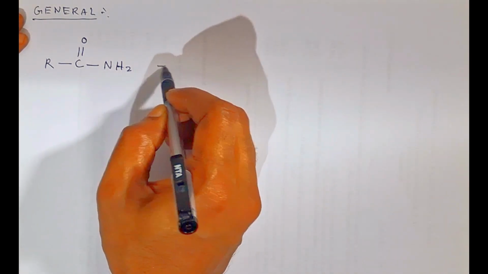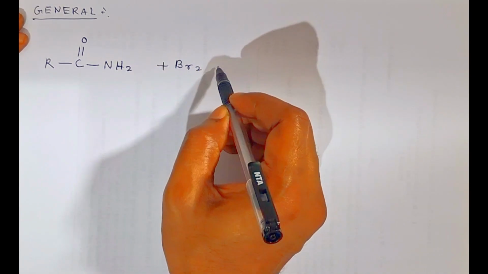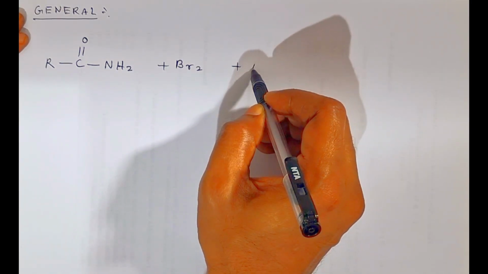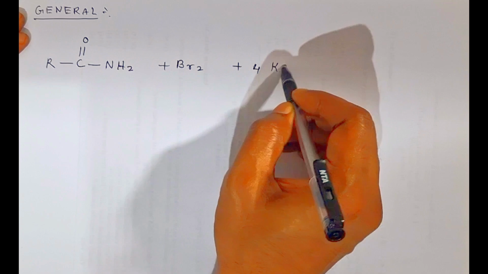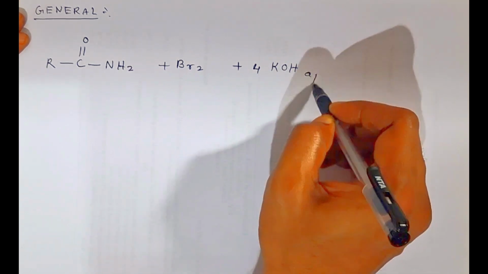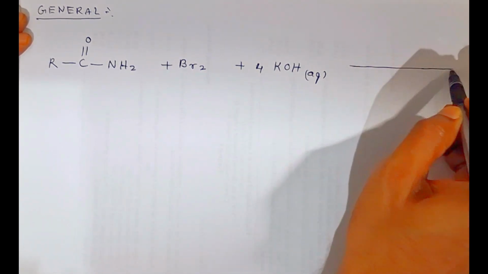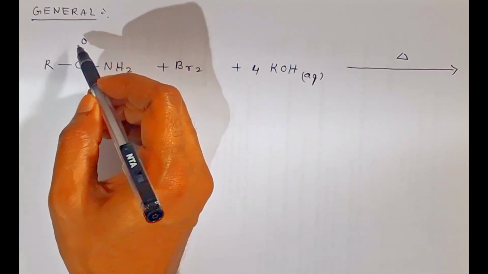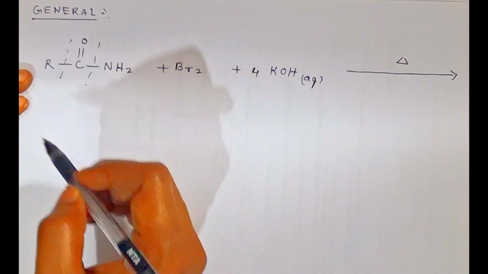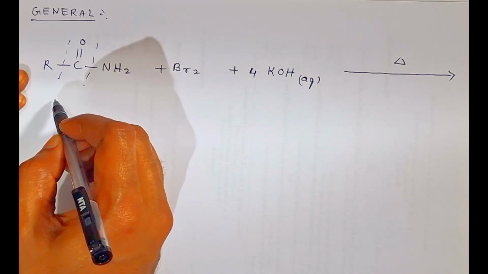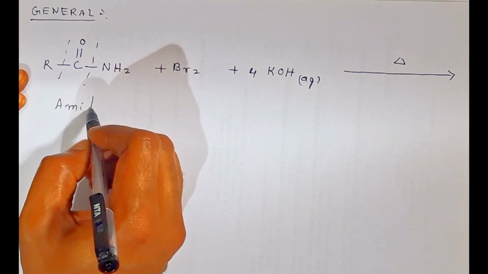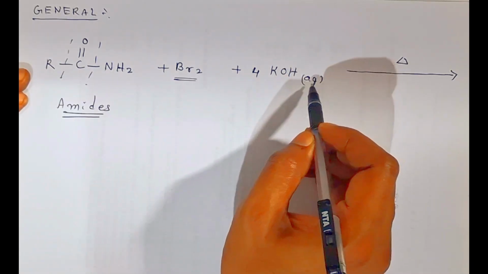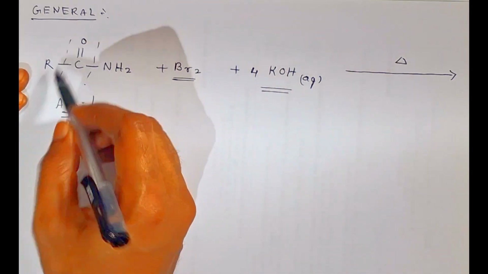You pass bromine gas in the presence of aqueous KOH. Here, 4 molecules of KOH are required. Now what happens when you heat this mixture? This carbonyl will break. That is why we call it degradation. For any amide, when you pass bromine gas and aqueous KOH, a degradation takes place.